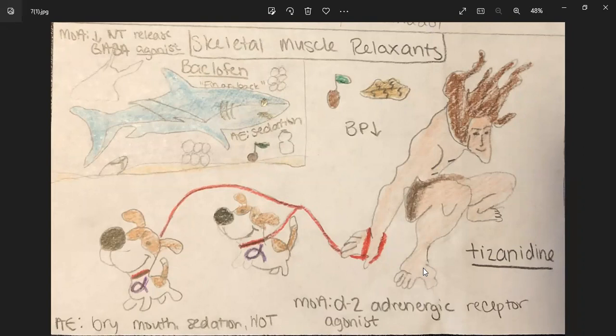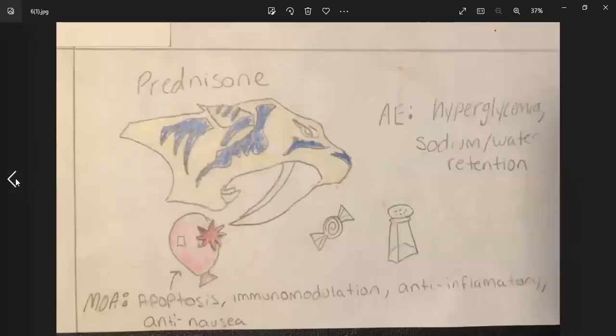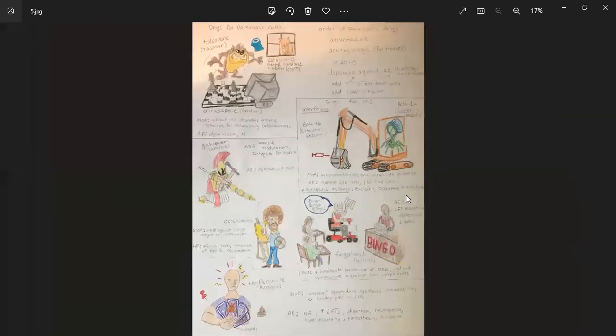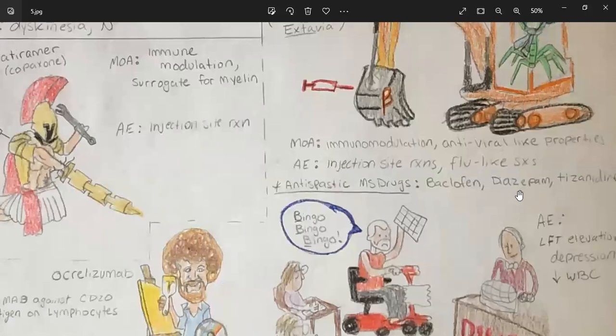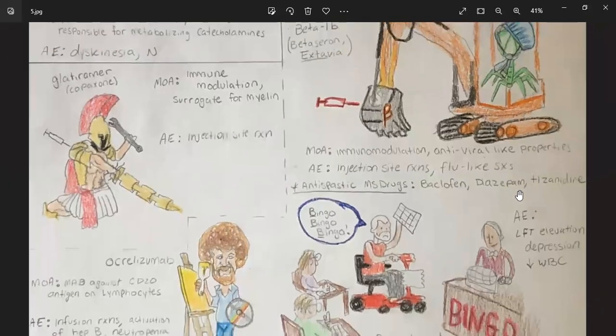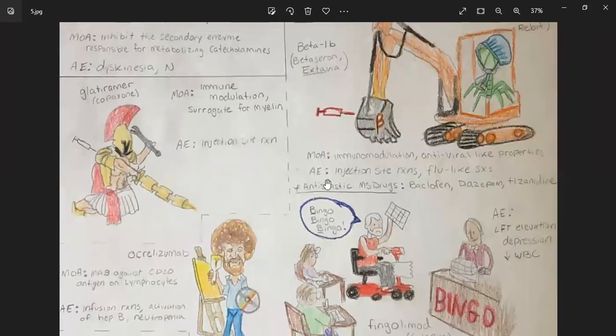And then again, tizanidine. This is Tarzan, and he is walking two alpha dogs because it is an alpha 2 adrenergic receptor agonist. And then adverse effects are dry mouth, sedation, and hypotension. So those were those ones. And then diazepam we already covered. So those are just antispastic drugs for MS.